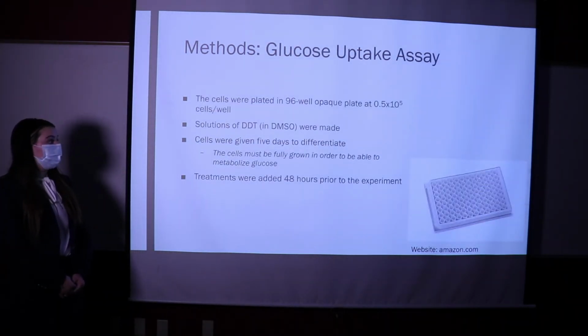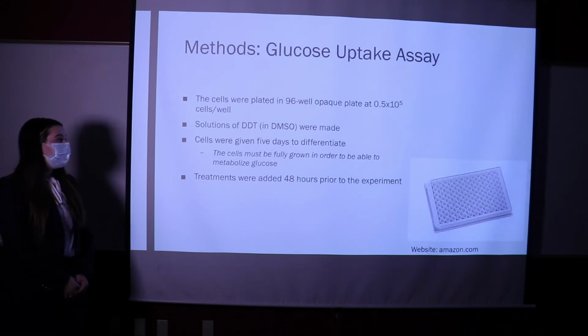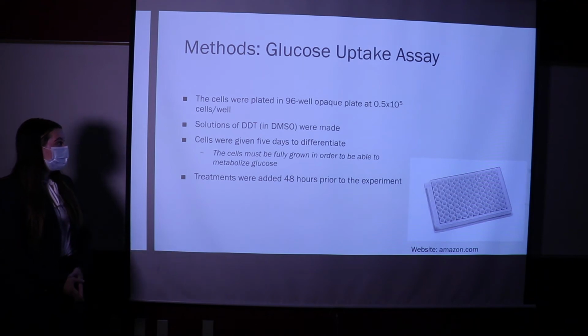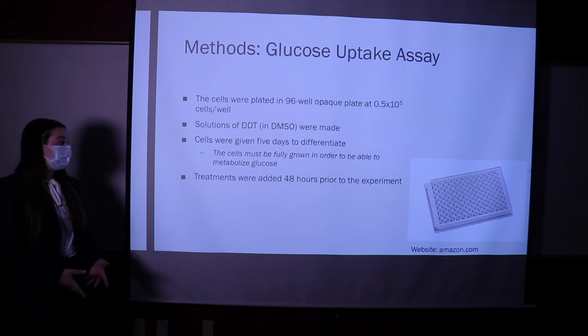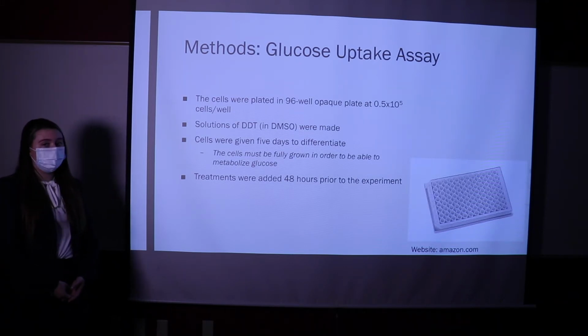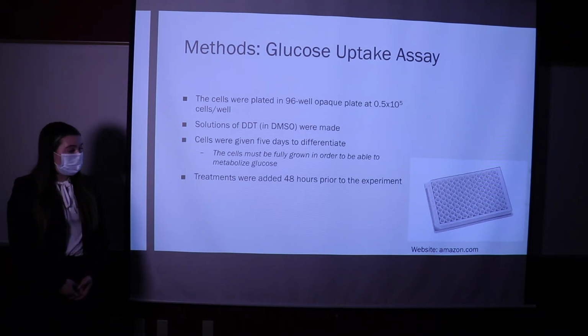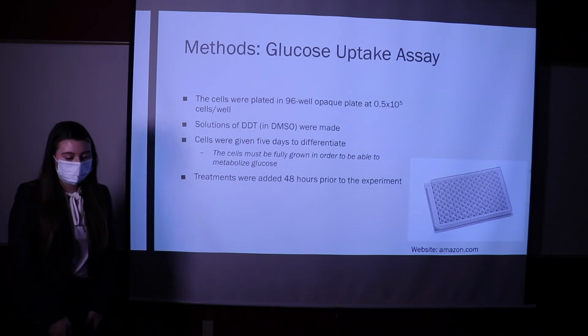So the cells were plated in a 96 well opaque plate at 0.5 times 10 to the 5th cells per well, and an image of the 96 well plate is shown in the bottom right hand corner. Solutions of DDT and DMSO were made, and then cells were given 5 days to differentiate, and the cells must be fully grown in order to be able to metabolize glucose, so that's why they are given 5 days to differentiate. And treatments were added 48 hours prior to the experiment.